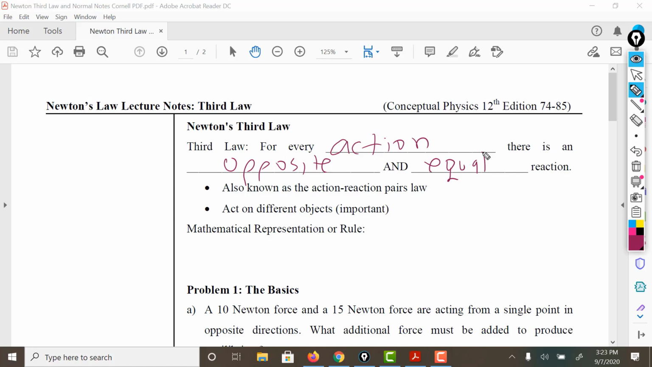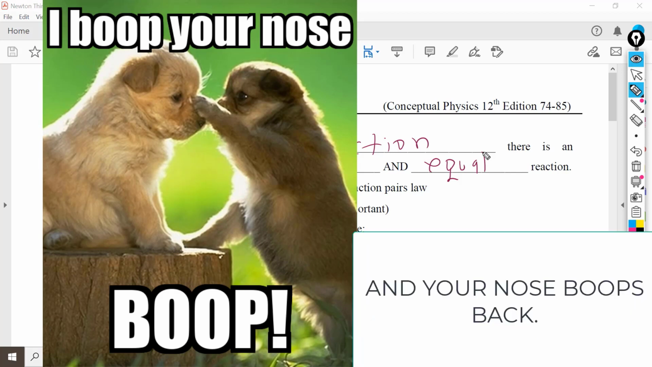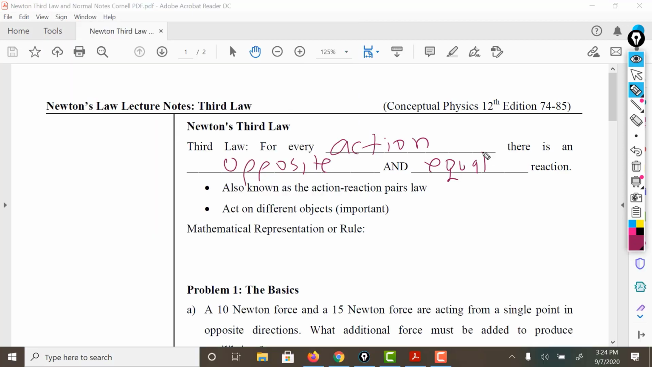Let me show you something very, very deep. You can't touch without being touched. Now it'll haunt you the rest of your life.